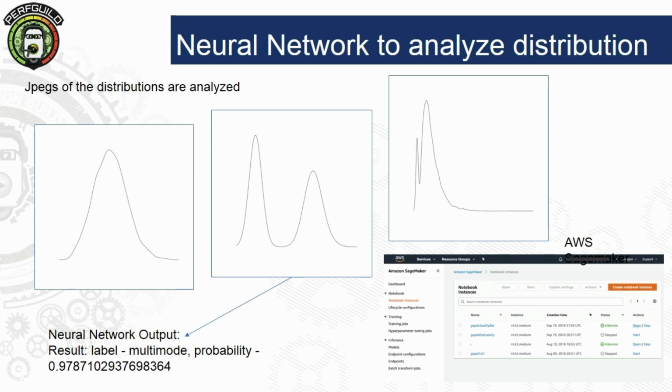In this POC phase, the neural network is performing well. It's been able to identify single versus multimodal distributions about 85 to 90% of the time. And that's in the validation set. In the example here, it has identified the middle image as having multiple modes with a 98% probability.